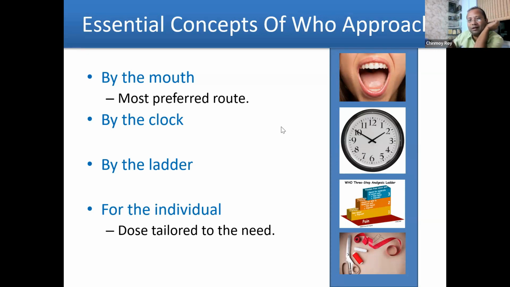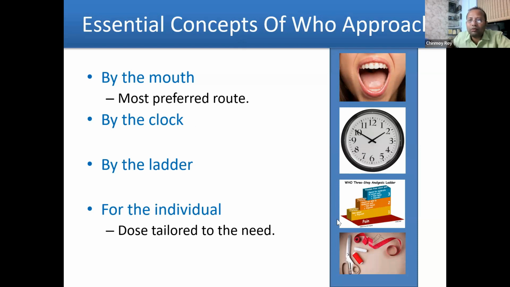Say you have given one drug 12 hourly, say morphine 40 mg 12 hourly. So the patient takes it at 8 a.m. and 8 p.m. every day, and at 7 p.m. the patient starts getting pain. That means you know it is breakthrough pain, because the next dose is at 8 p.m. So you have to increase the dose. You have to make it maybe 50 mg BD, like that. So that is by the clock and by the ladder.